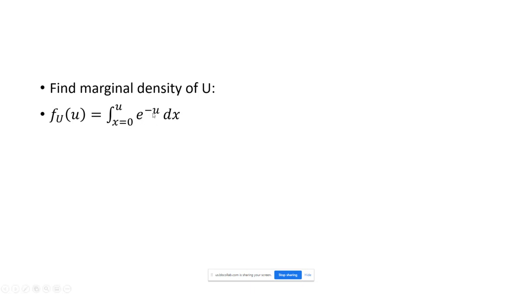So here we have the integral of e to the negative u, but it's an integral with respect to x. So the e to the negative u is just a constant as far as x is concerned. So we get x times e to the negative u, which we then evaluate at u and 0 for x. So that's going to simplify to u times e to the negative u for u greater than or equal to 0.